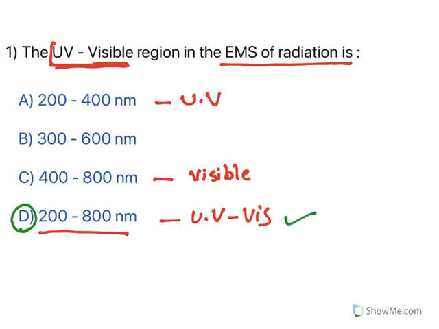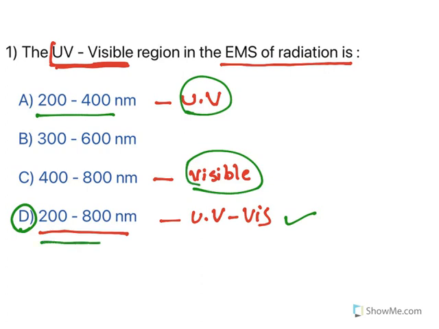Don't be in a hurry. These kind of questions are a kind of trap. Don't fall into the trap. 200 to 400 is only of UV region. 400 to 800 is of only visible region. UV visible includes 200 to 800 nanometer. For all practical purposes, 200 nanometers to 800 nanometers includes UV, ultraviolet and visible region.